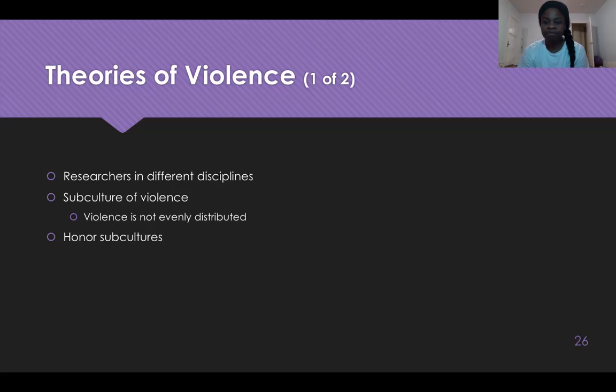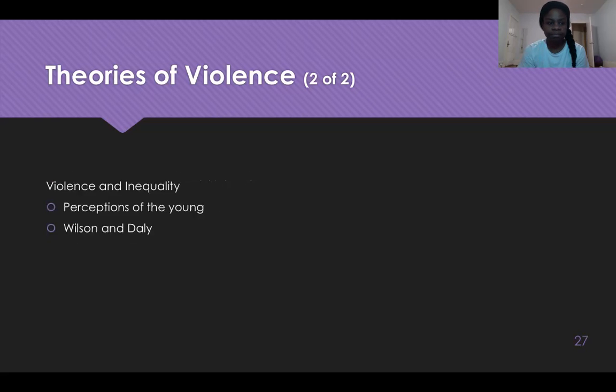A subculture of violence is one in which the norms, values, and attitudes of its members legitimize the use of violence to resolve conflicts. Honor subcultures, specifically, this is a definition, are defined as communities in which young men are hypersensitive to insult, rushing to defend their reputation in dominance contests.